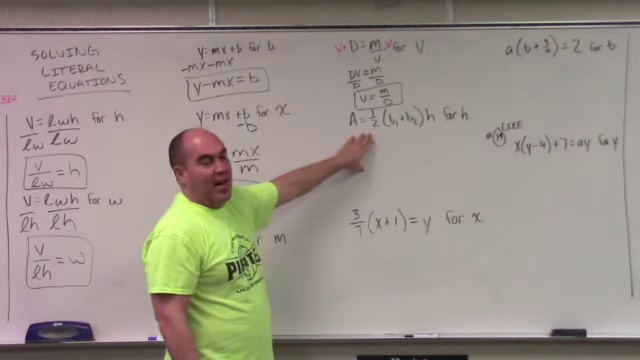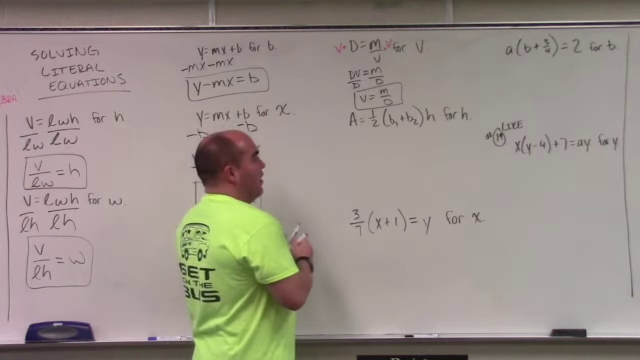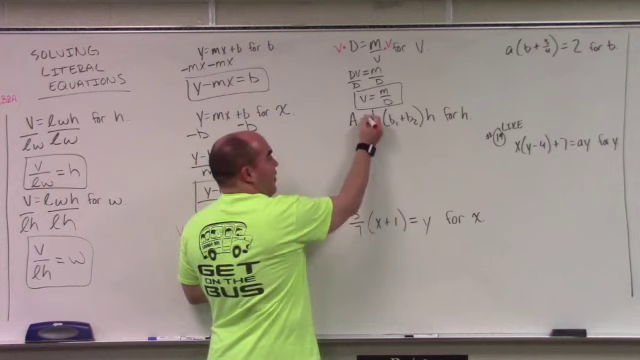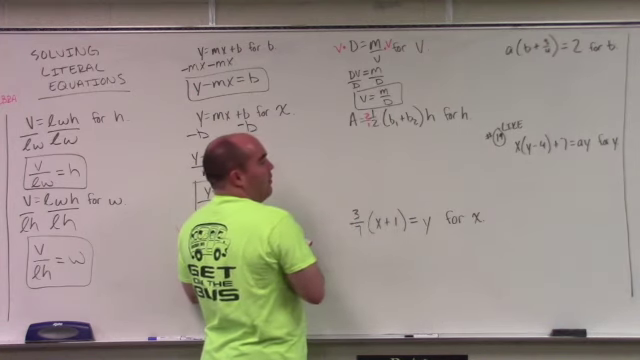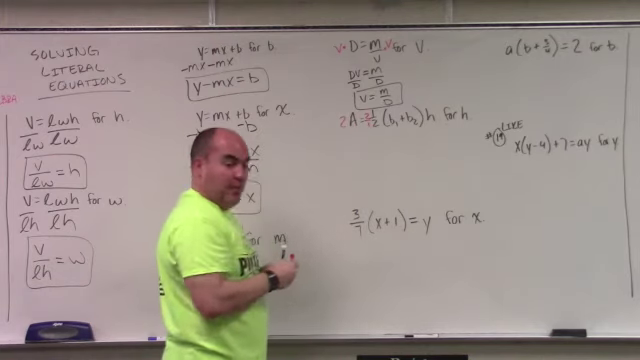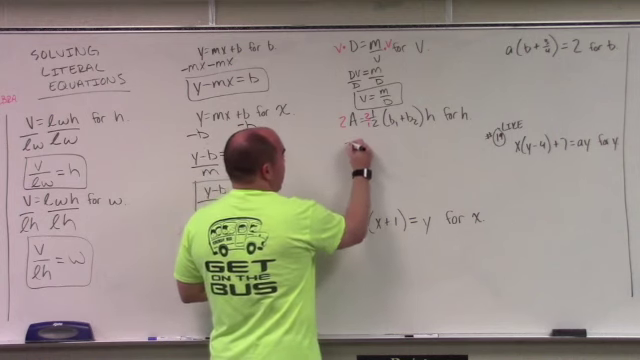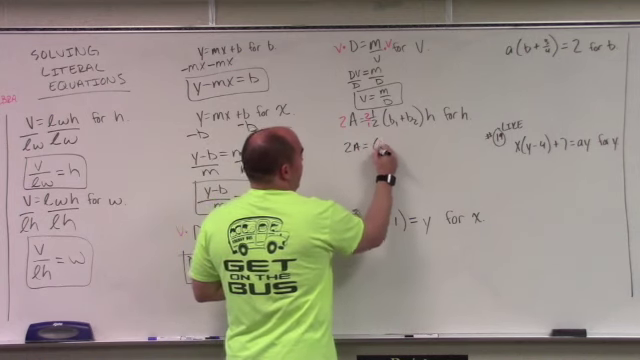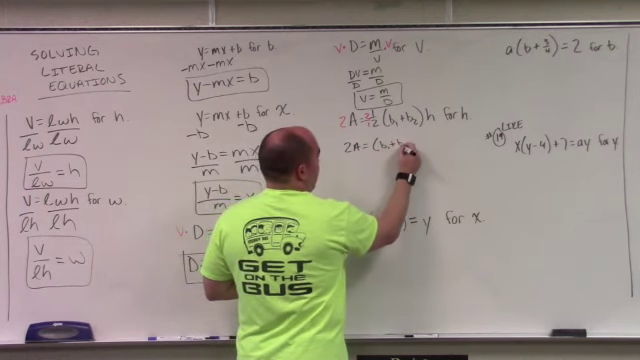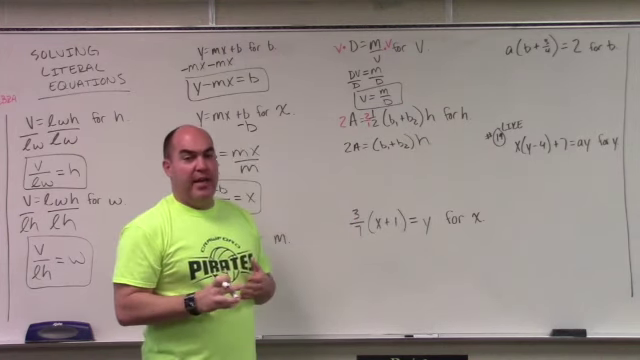I want to get rid of this fraction first. When I get rid of the fraction first, if this is a half, I'm going to flip it over and multiply by 2 over 1. Well, 2 over 1 is just 2, so it's basically just like multiplying by 2. So I get 2a equals b1 plus b2 times h.